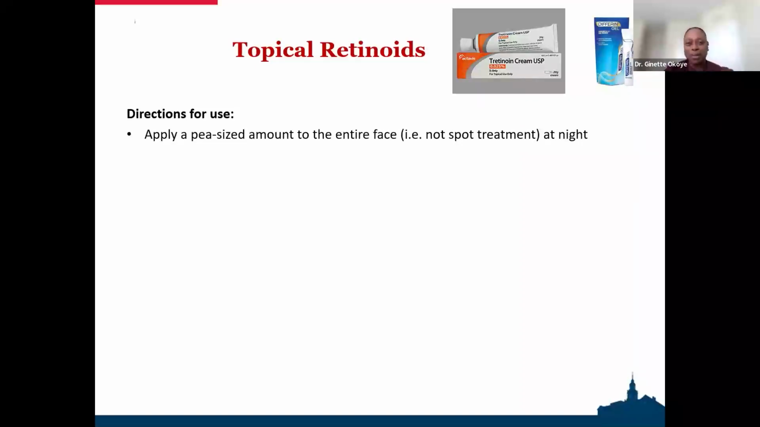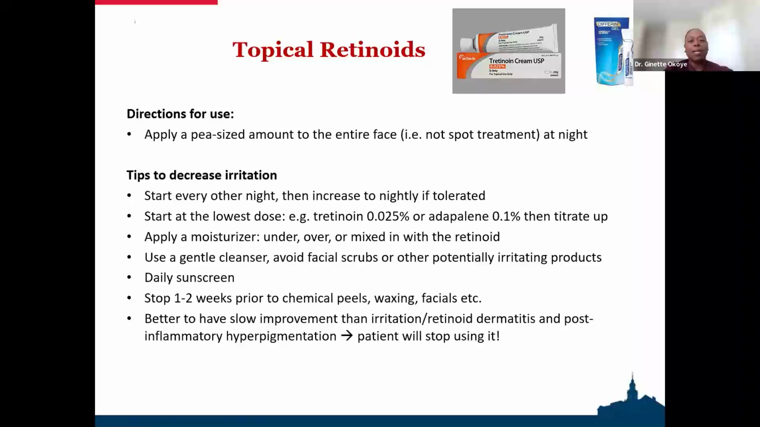I'm also really specific with patients to say, use it on your entire face, so that they don't end up just using it as spot treatment. And then I tell them to start every other night. This is a nighttime application because the sun, ultraviolet light, can inactivate tretinoin. So they apply it at night.